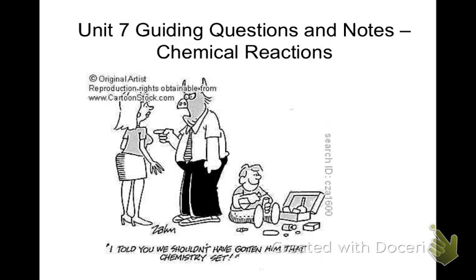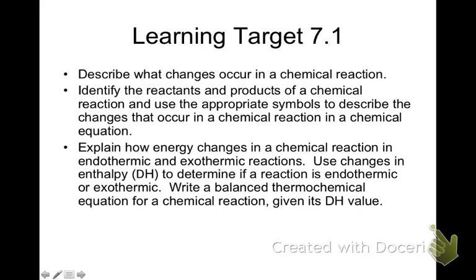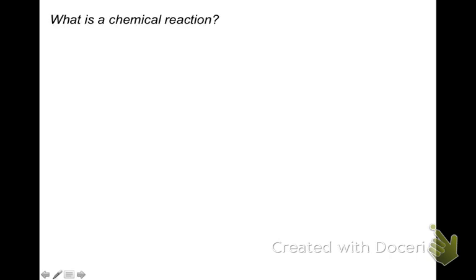So we are going to start with guiding question or learning target 7.1. We're going to talk about some chemical reactions, what changes, identify some stuff, learn how to write them, and talk about energy changes. So this learning target is right there at the top of your notes for you to look at, and we're going to go through all of those today.